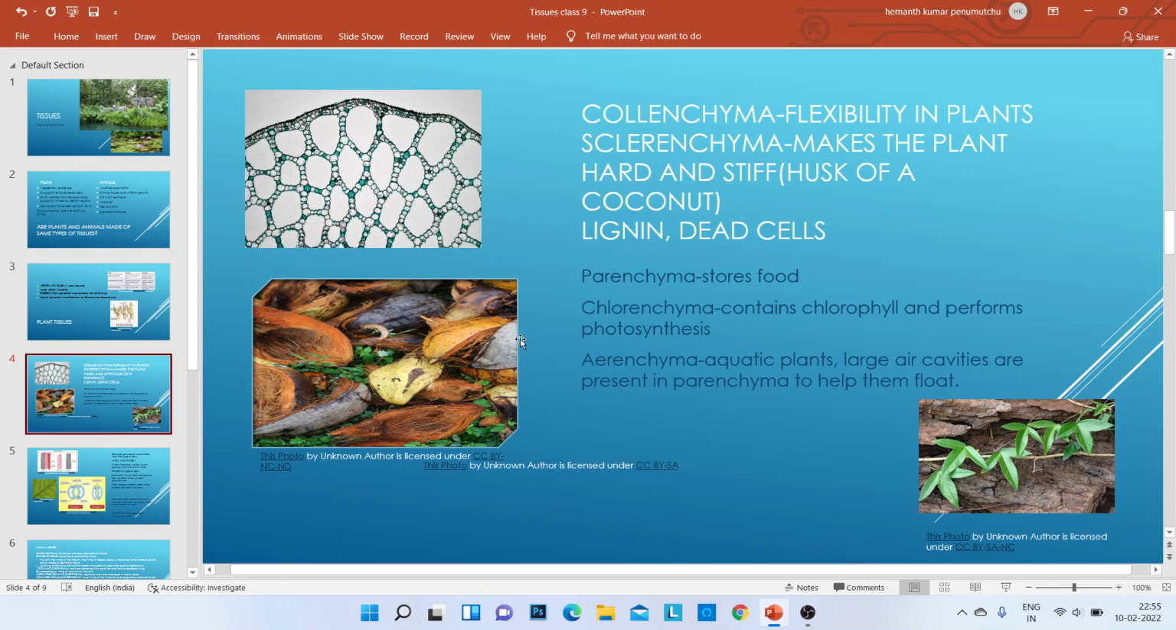Collenchyma gives flexibility. And parenchyma, the most important simple permanent tissue, is parenchyma. Parenchyma stores food.